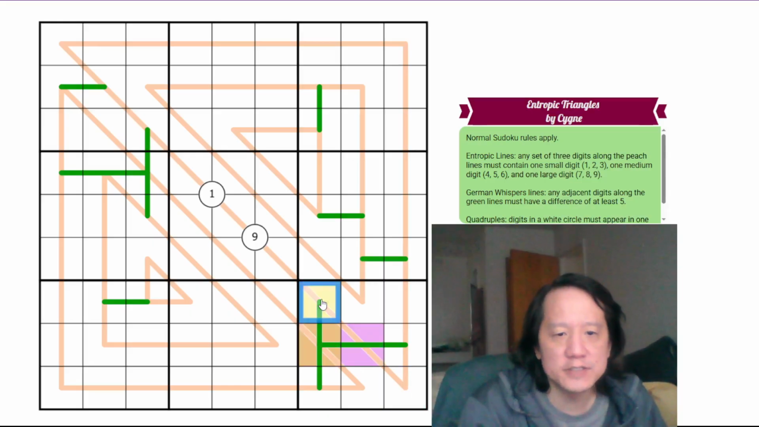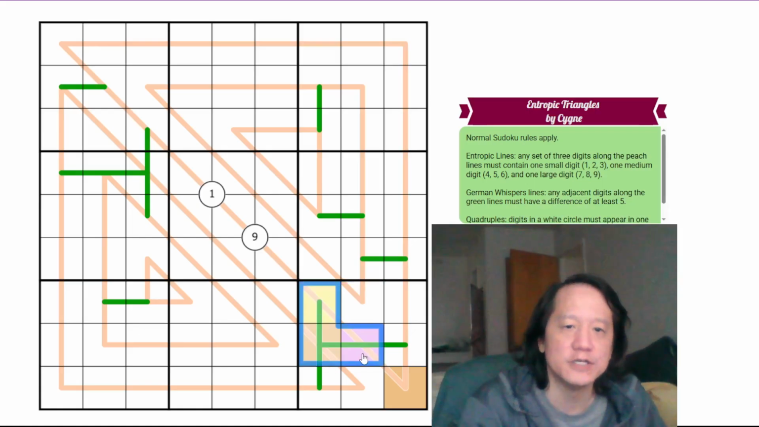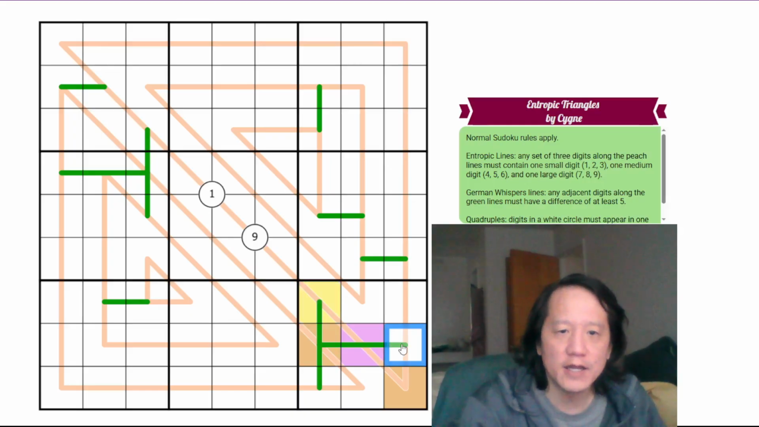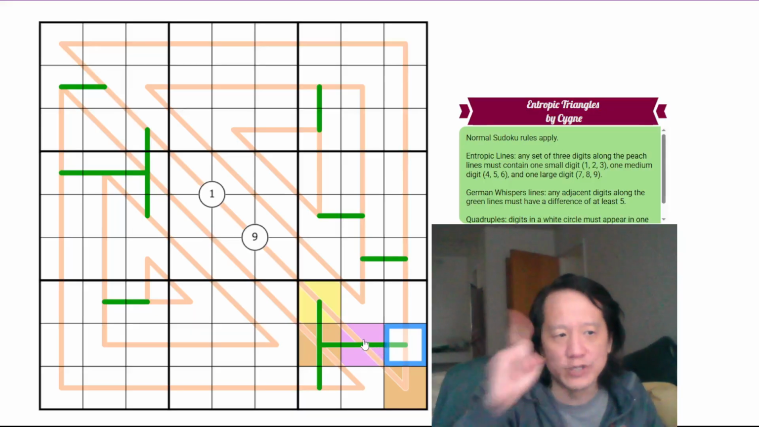That means this set cannot be the same as either of these, so it must be the same as that set. Also, this digit then has to be next to a medium, guaranteed. That means it's 4 or 6. Well, 4 and 6 can only be next to 1 or 9 on a Whisper 5 line, and actually can only be next to one digit.